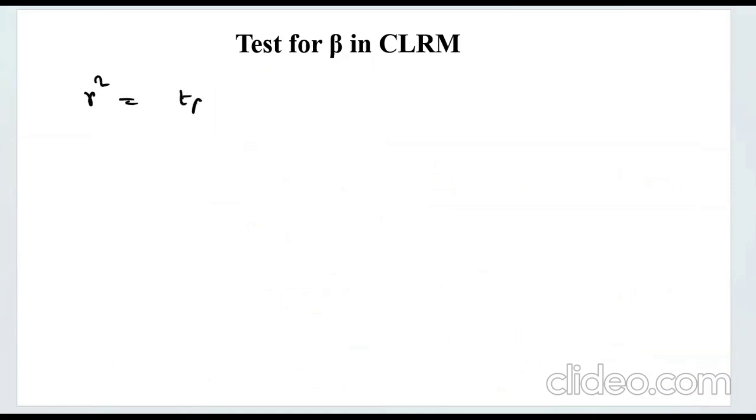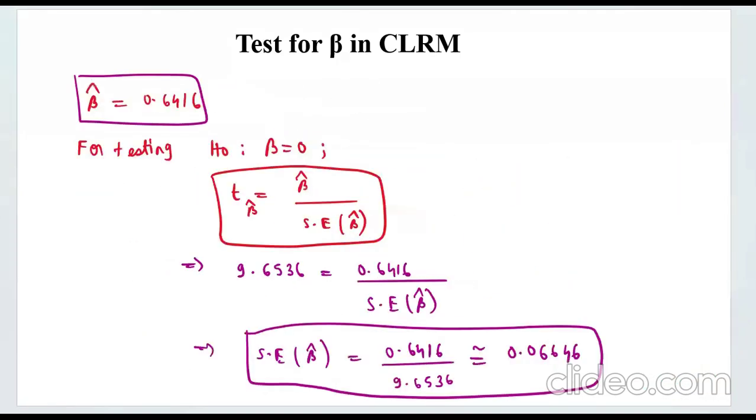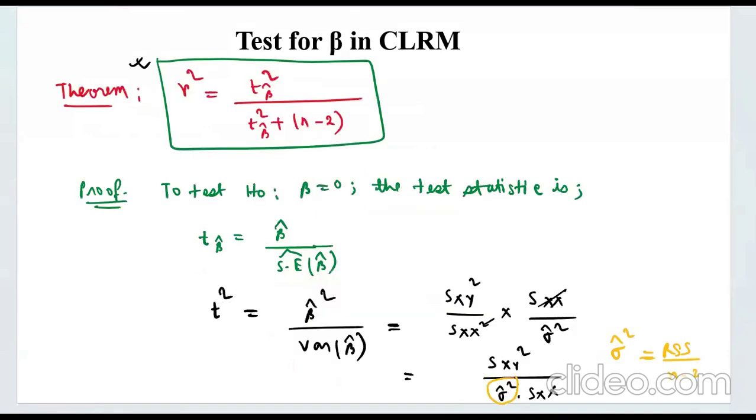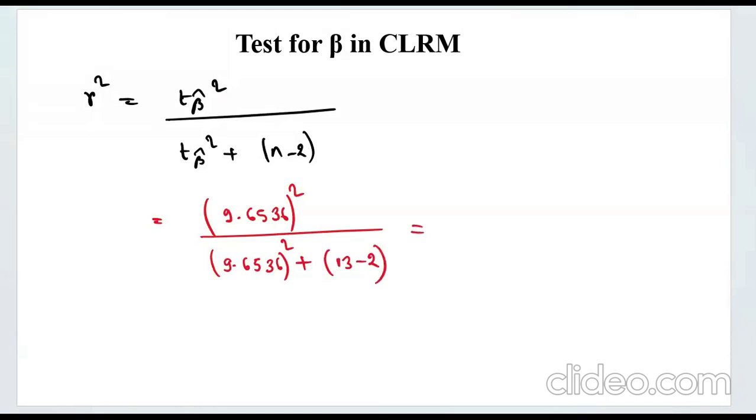What will be r square? T beta cap square upon t beta cap square plus n minus 2. Now, apply this for our particular case. What is t beta cap value? T beta cap value is this, 9.6536. Put this value here, 9.6536 whole square. N is given to you as 13, minus 2. So if you do this, this will come out to be 7.810.